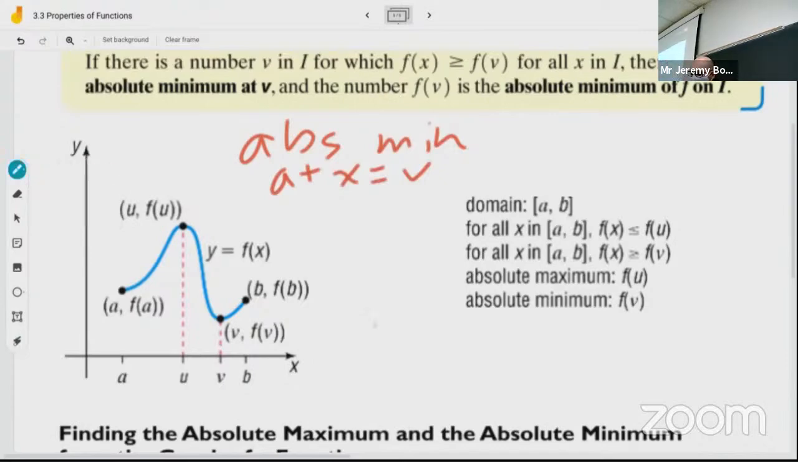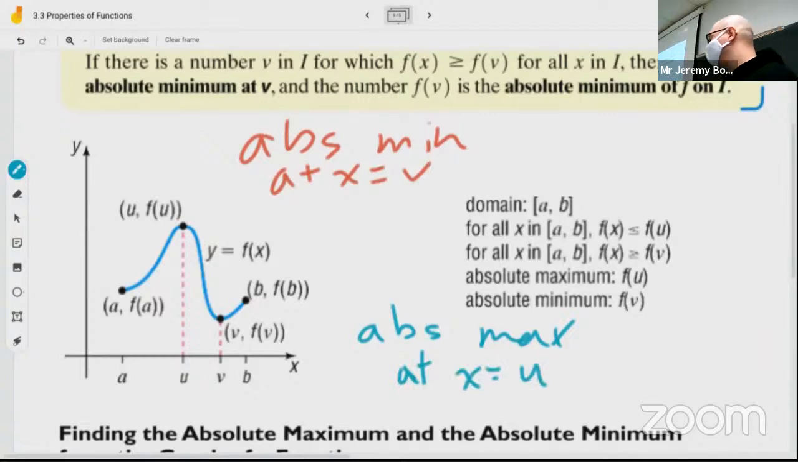What about my absolute max? What's the highest point? U. That's at x equals u. That would be my absolute max point. That's my highest point on my graph.